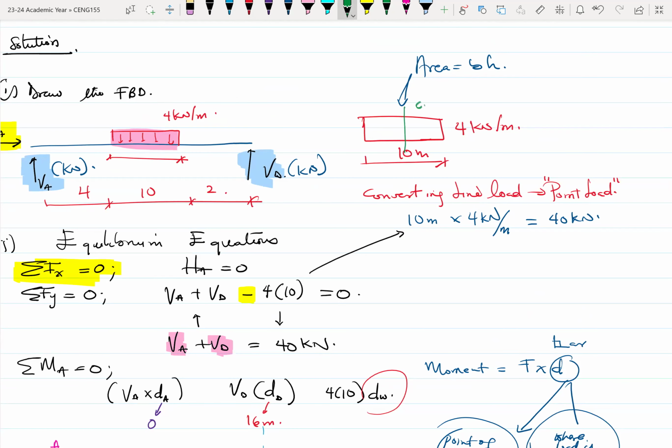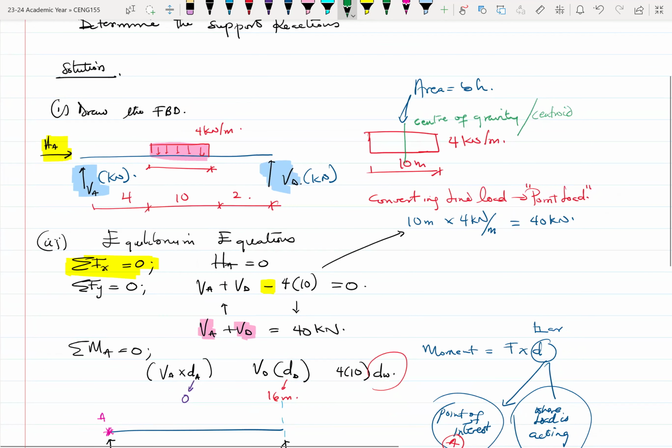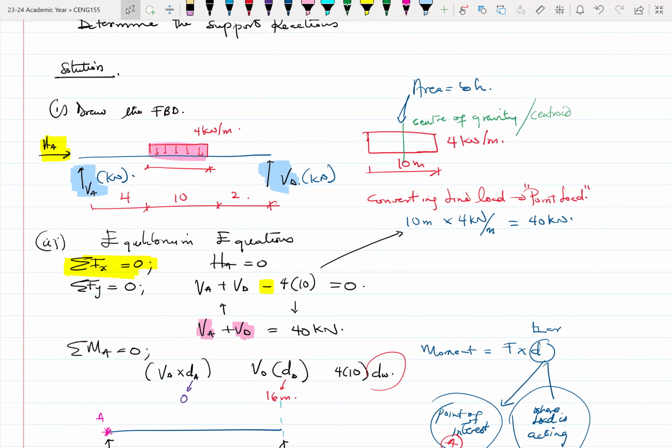So center of gravity or centroid, they are the same. Center of gravity is used for a 3-dimensional object, and centroid is used for a 2-dimensional object. That's all the difference, but they are about the same. So if we can identify the centroid, then we can use the centroid as the point where the load is supposed to be acting.